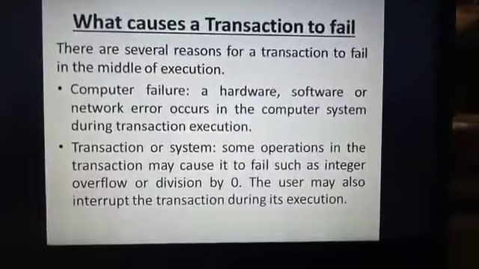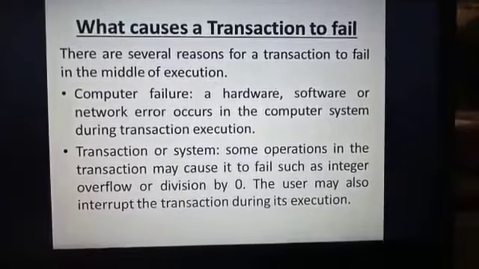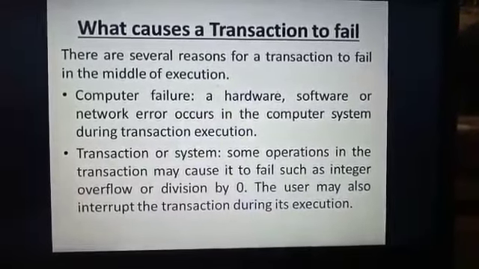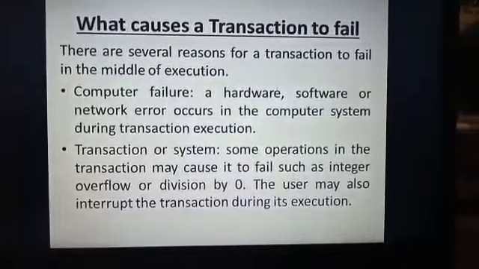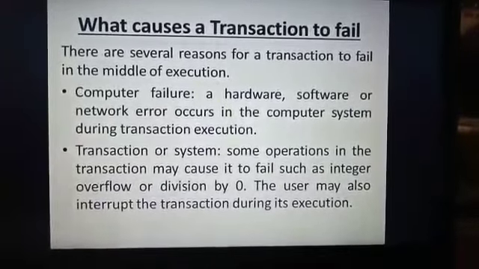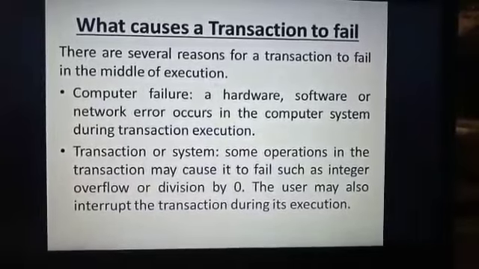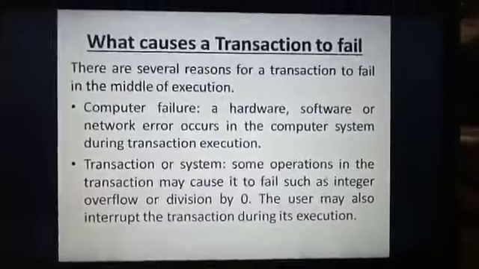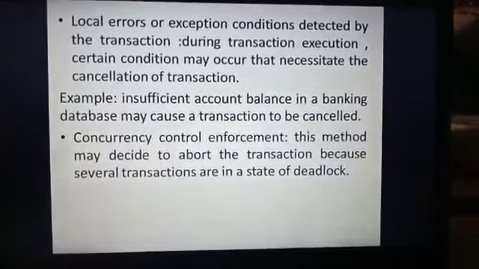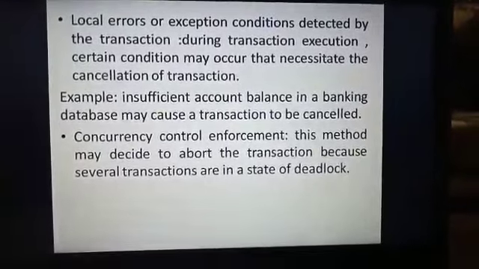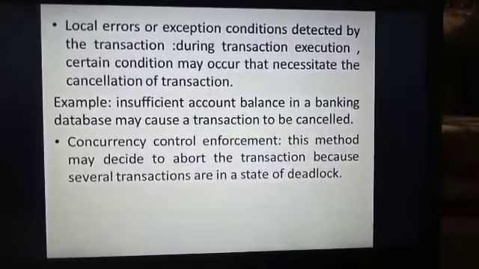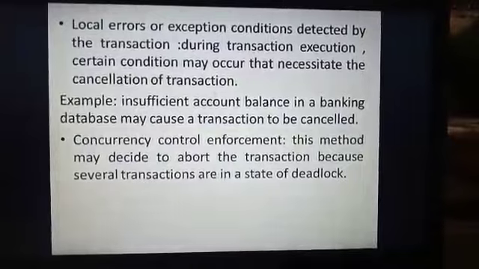Now, there are several reasons for a transaction to fail in the middle of execution. Some of these can be a computer failure, like a hardware, software, or network error occurring in the computer system during transaction execution. Next can be a transaction or system error, like some operations in the transaction may cause it to fail, such as integer overflow or division by zero. The user may also interrupt the transaction during its execution. Next can be local errors or exception conditions detected by the transaction during transaction execution. Certain conditions may occur that necessitate the cancellation of a transaction. For example, insufficient account balance in a banking database may cause a transaction to be cancelled.